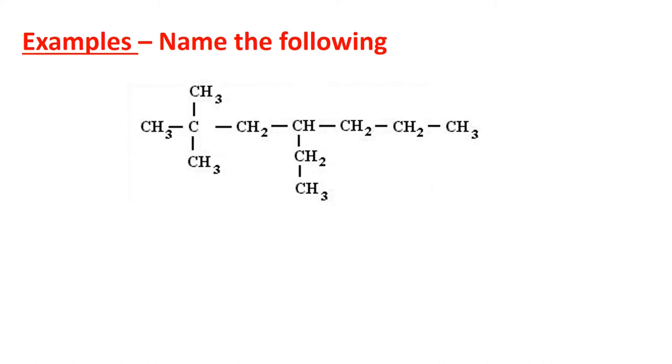All right, another example here. Let's get our longest chain. Again, there's a couple of ways to do this longest chain, but I set this one up so we can just go straight across here. So that's 1, 2, 3, 4, 5, 6, 7 carbons. We're going to call this a heptane.